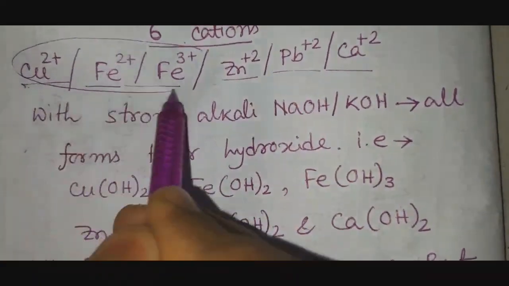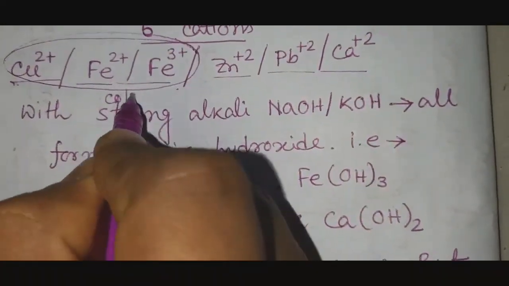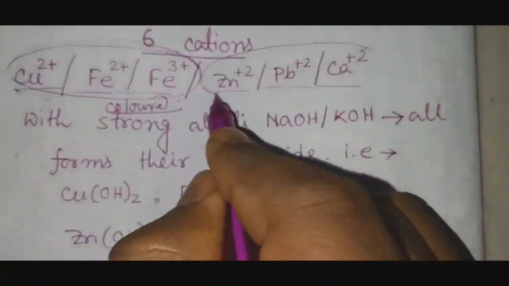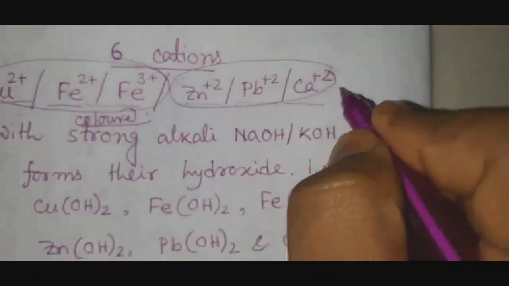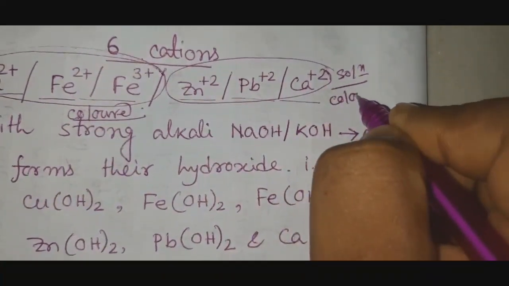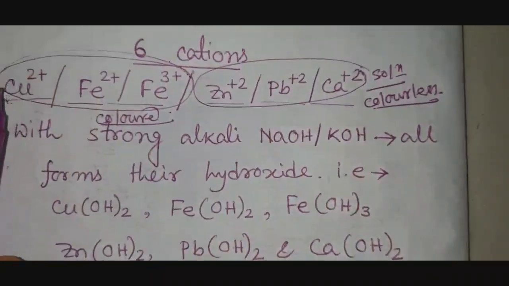The first 3 ions, copper, ferrous and ferric, these are colored. So I can write these are colored solutions. And these 3, they are colorless solutions. Their solutions are colorless. What is the color of these first 3?